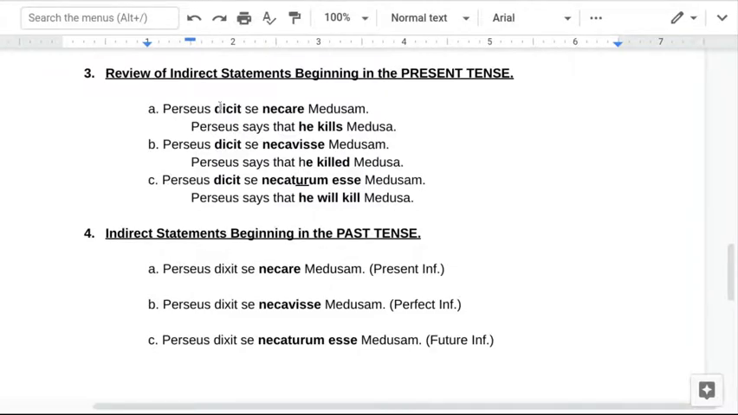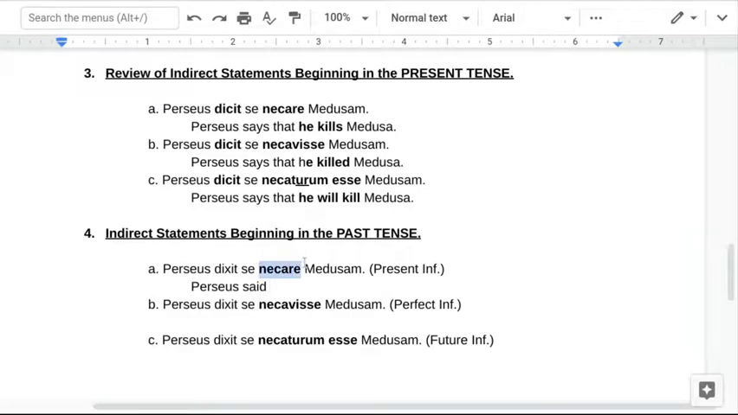So instead of Perseus says, dicit is the present tense. It stems from the first principal part. Let's take a look at what happens. All right, and this is a lot of build up to the point of this lesson. Perseus said.